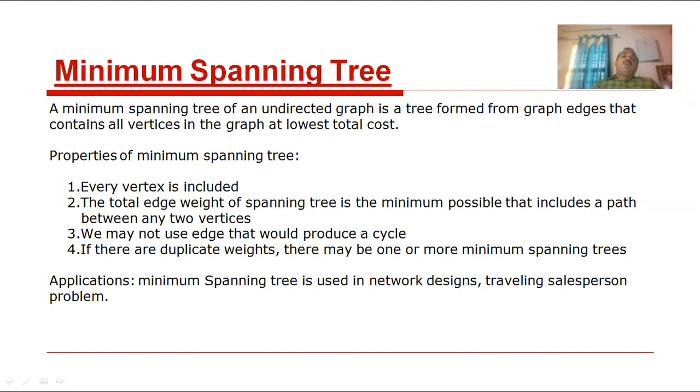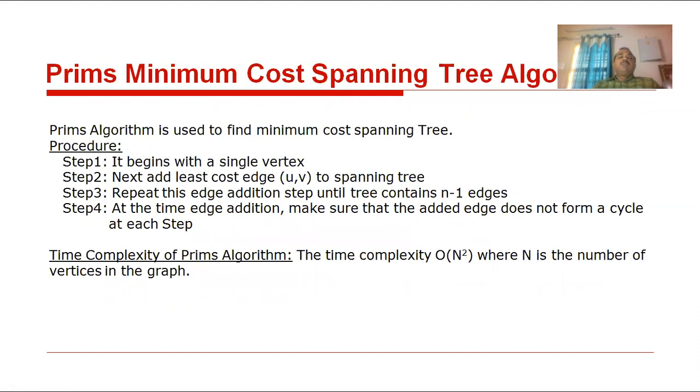Then the properties of a minimum spanning tree: every vertex is included. The total edge weight of the spanning tree is the minimum possible, and it includes a path between any two vertices. We may not use an edge that would produce a cycle. If there are duplicate weights, there may be one or more minimum spanning trees. Applications: network design and the traveling salesperson problem.